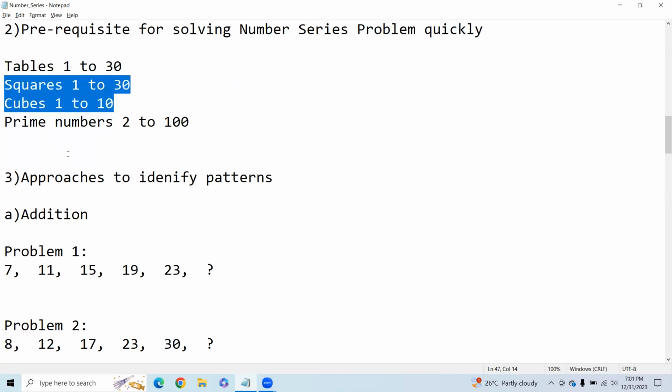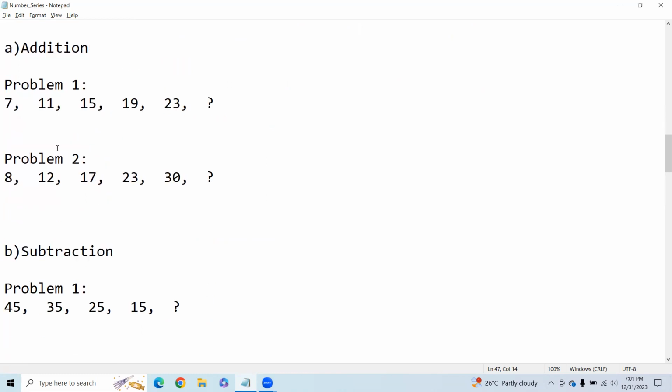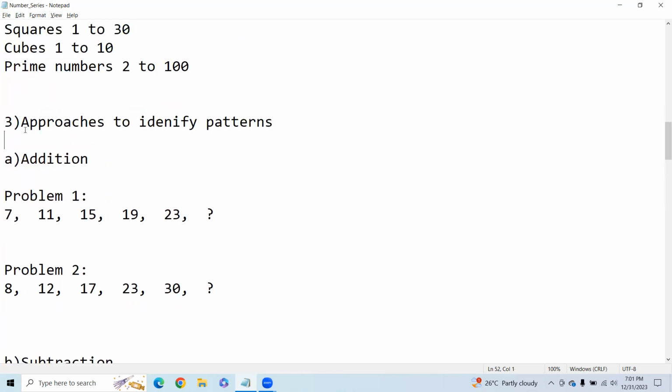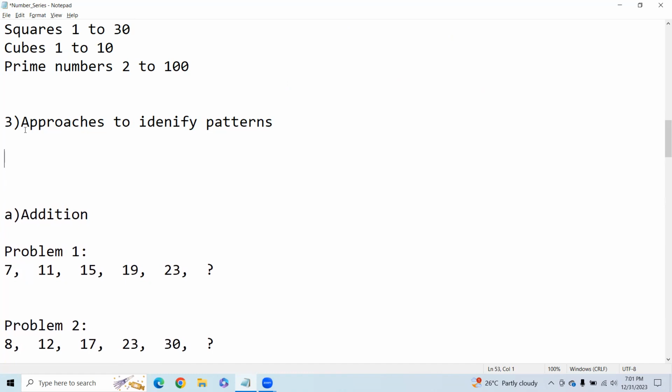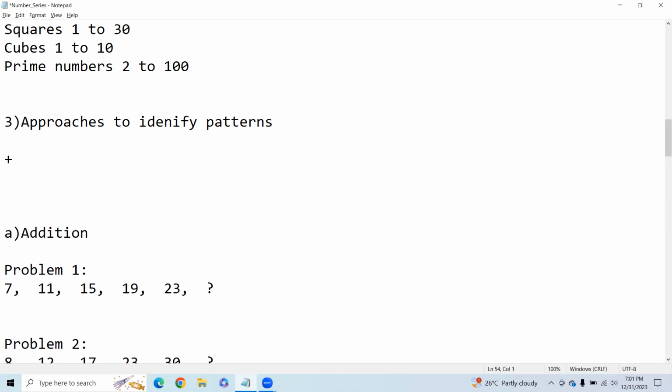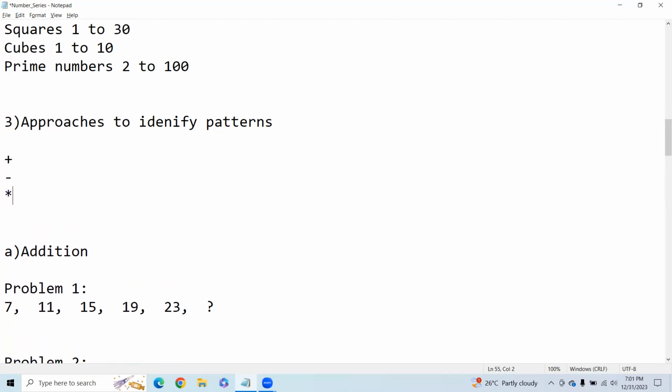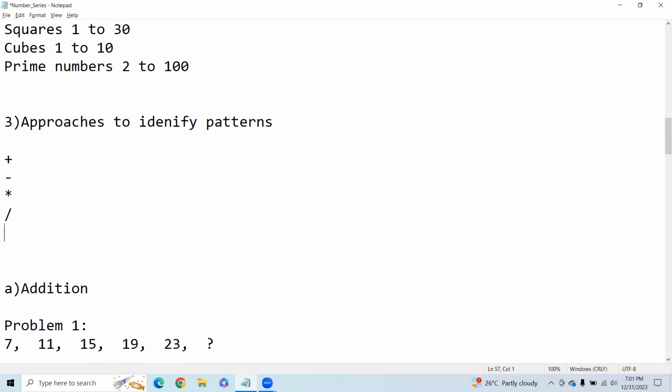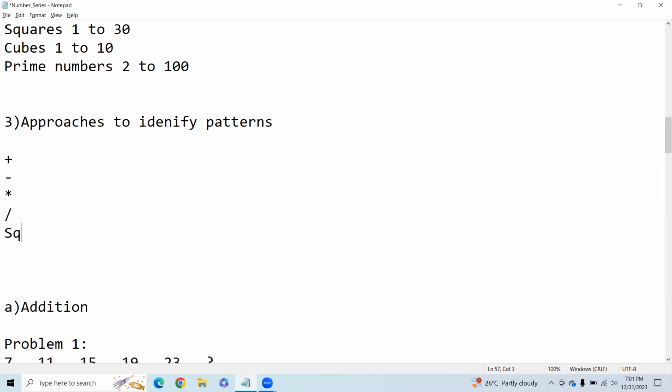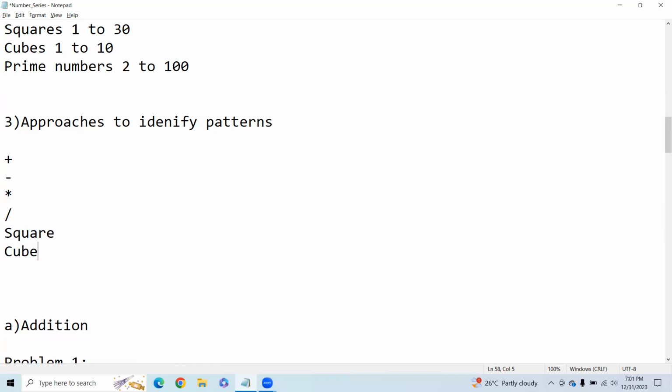So let's look at the different approaches to identify the patterns. Mainly there are 8 patterns we have. If you remember, what are the basic operations in mathematics? We know that's addition, then we have subtraction, then multiplication, then division. These are the basic operations we do in every calculation in maths. So addition, subtraction, multiplication, division. Then we have squares also. Then we have cubes also. Then we have odd even numbers. And we have prime numbers, composite numbers like this.